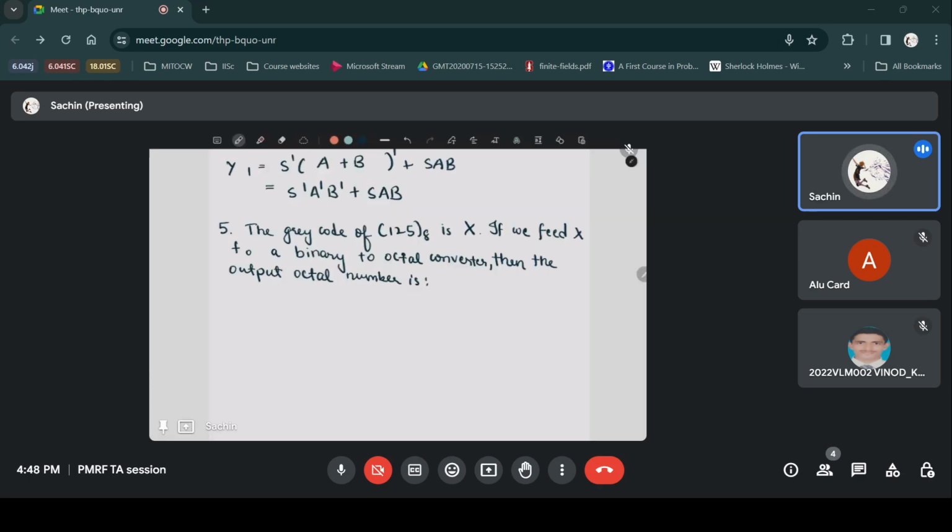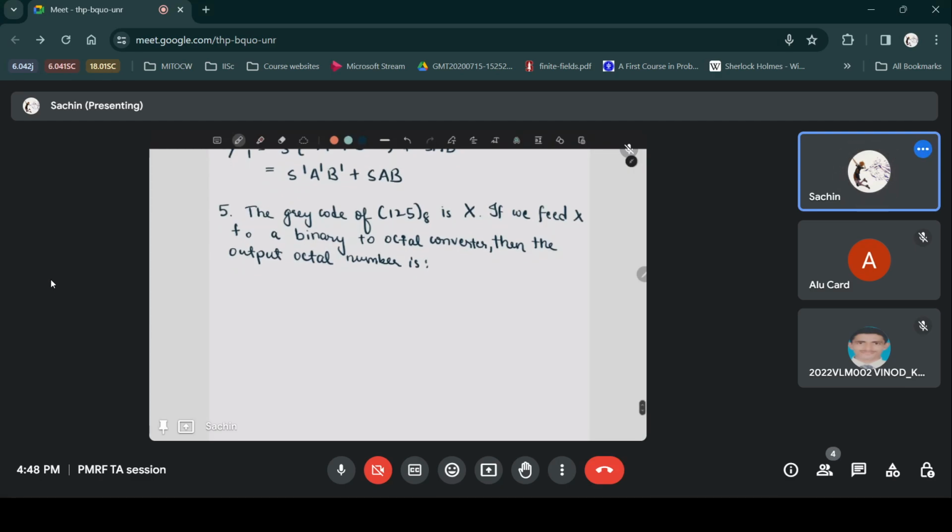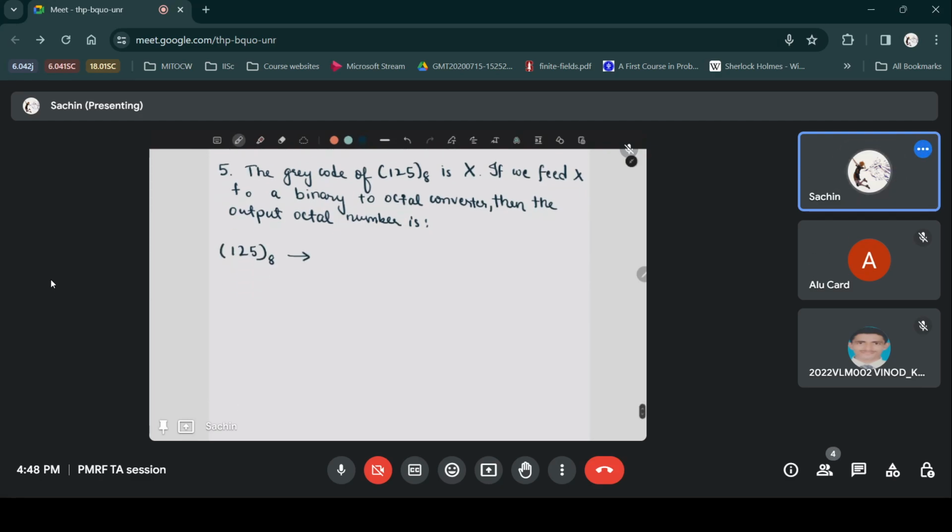So first thing we have to do is find the gray code of 125 base 8. And to do that, the procedure is, first you write 125 base 8 in binary. So each of the digits you represent in 3 bits of binary, that is 001, 010, 101. That's the binary equivalent. Then you convert it into gray code.